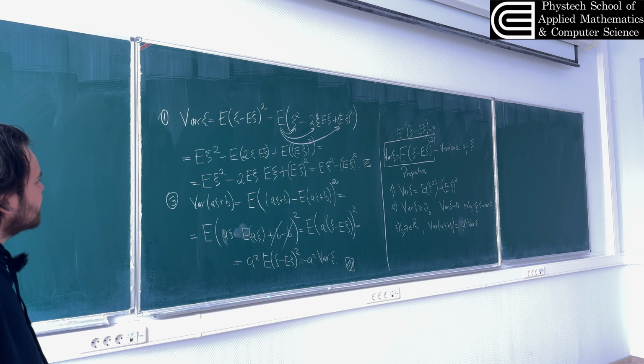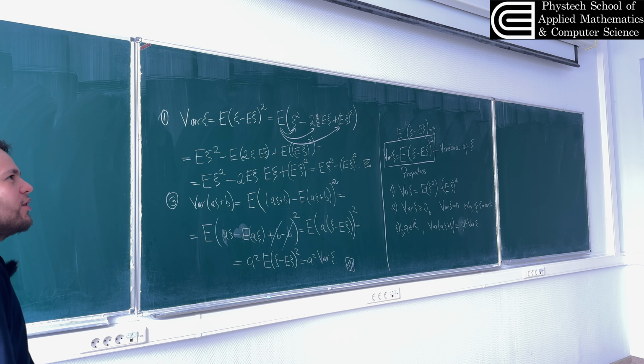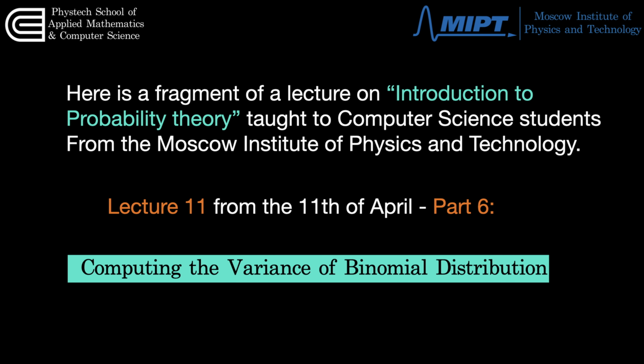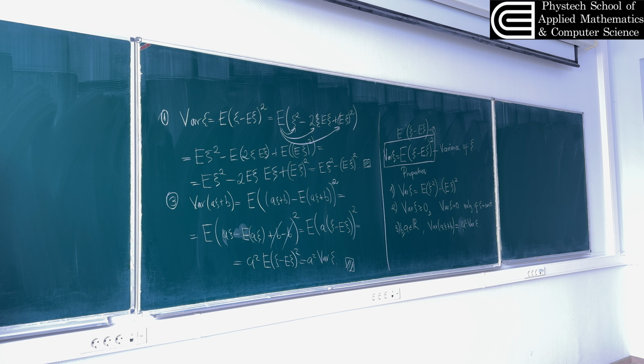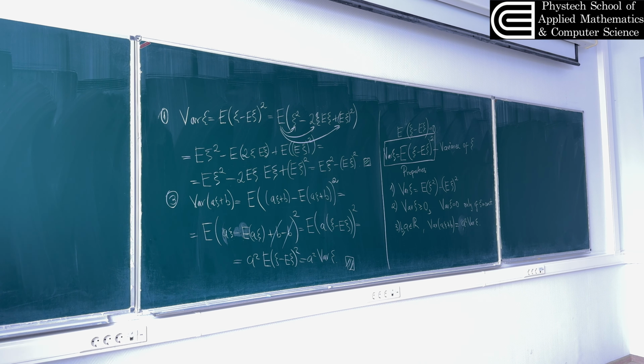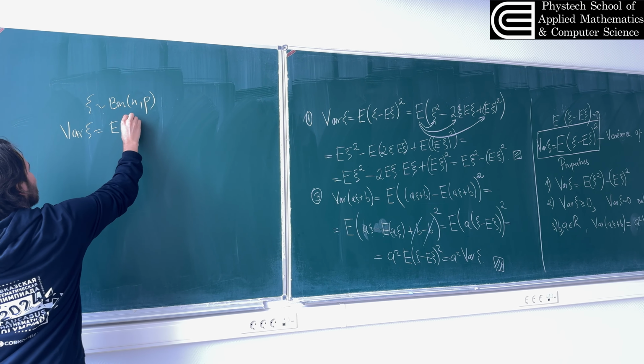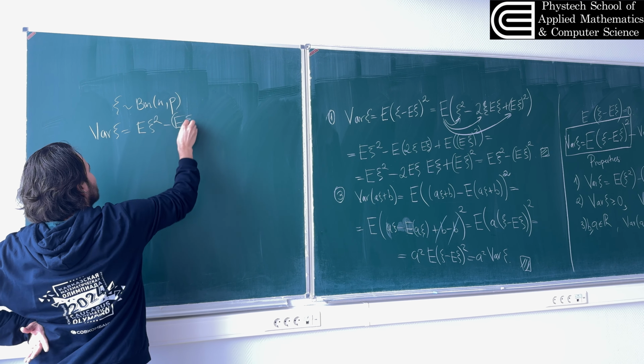Now let's have one example. How can we compute the variance? Let's compute the variance of binomial. We already computed that, and let's compute the variance of binomial. So let xi have binomial distribution with parameters n and p. Then the variance of xi is given by the expected value of xi squared minus the expected value of xi, and the whole thing is squared.